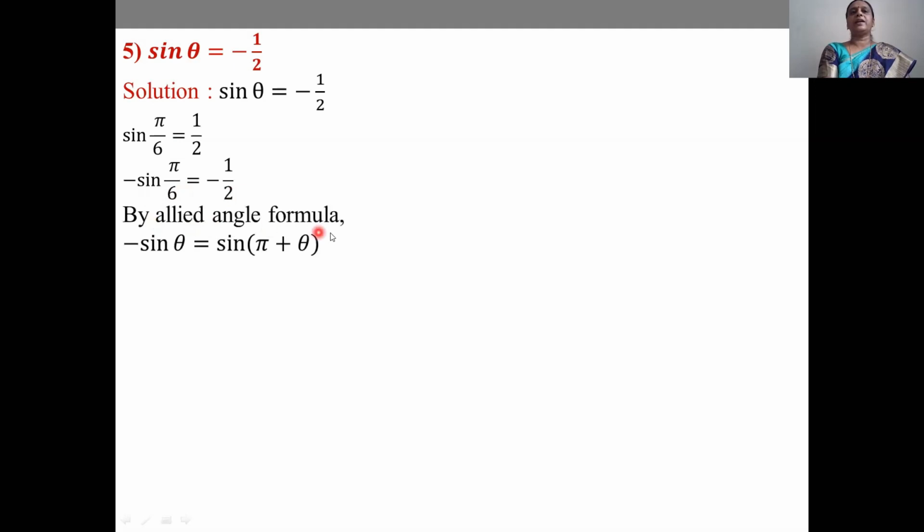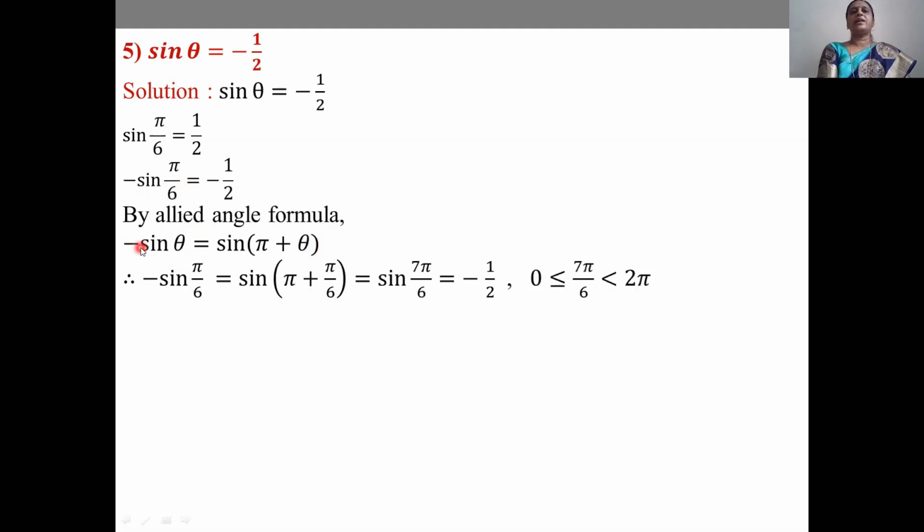Again use the allied angle formula. Allied angle formula is minus sin theta is equivalent to sin pi plus theta. In this formula, I will keep the value of theta as pi by 6. I will get minus sin pi by 6 is equal to sin pi plus pi by 6. Now simplify this. This is 7 pi by 6.